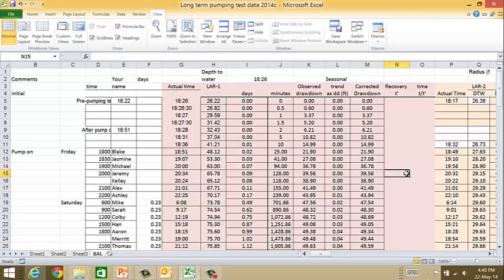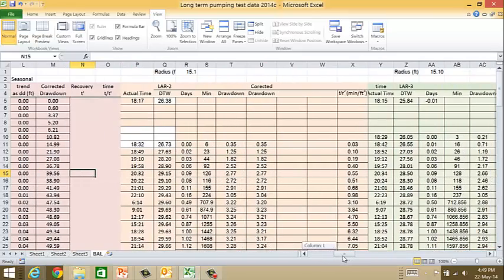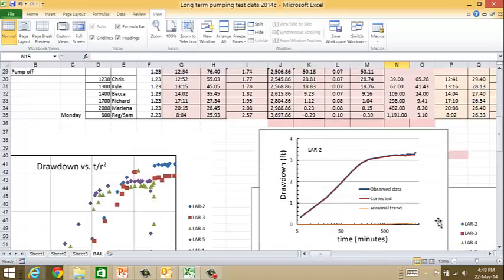And what you can see, I think, is that these numbers are pretty similar. This is the observed drawdown, 49.38, and the corrected is 49.34. So they're pretty similar. So this is the pumping well, and then let's scroll down here.